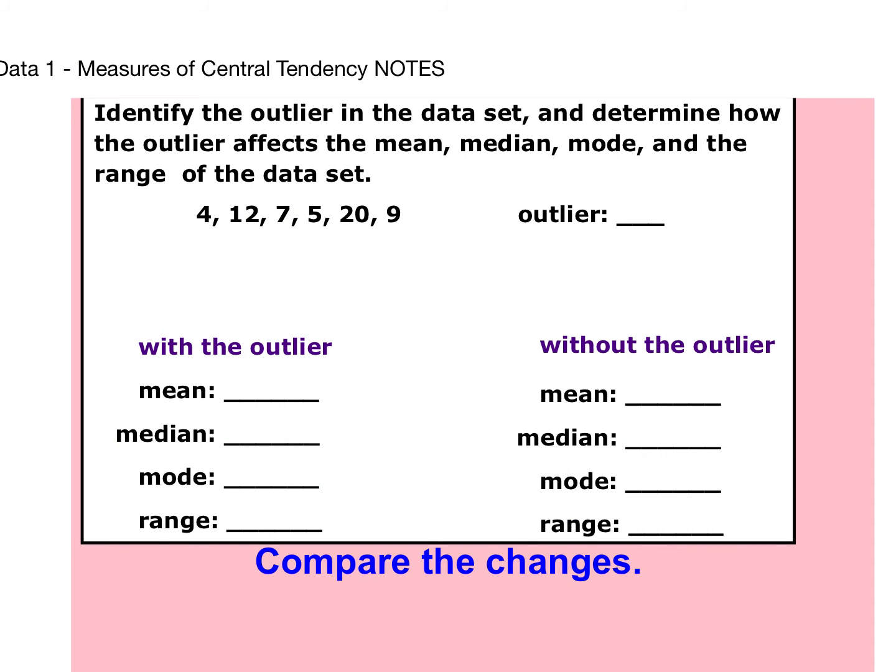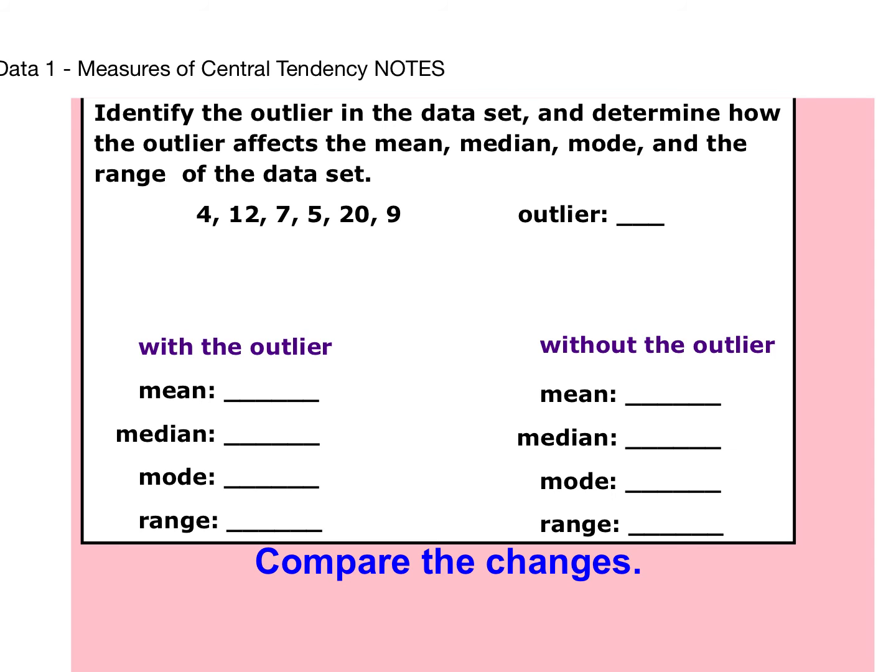We have another page that's pretty similar. We have a set of data. It says identify the outlier and determine the mean, median, mode, and range of the data set. Let's look at our numbers: 4, 12, 7, 5, 20, and 9. I'd say that 20 is pretty far away.